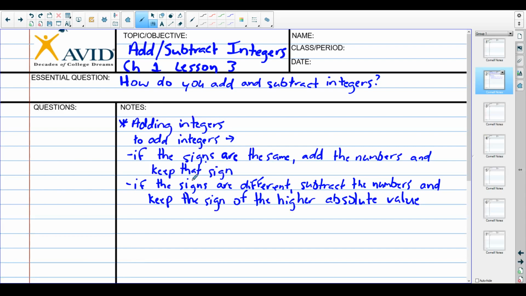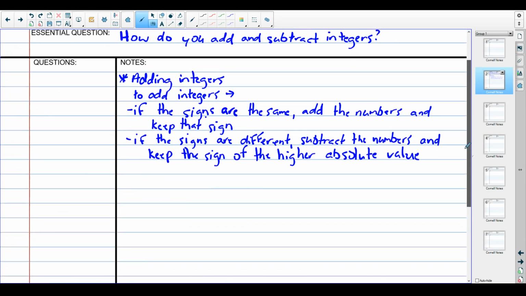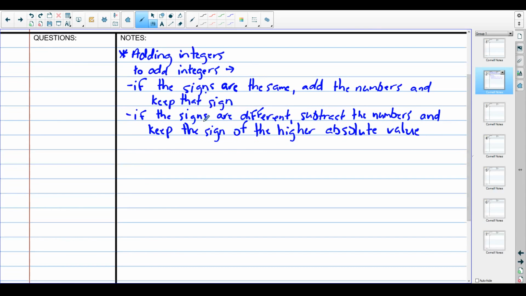Absolute value is just the distance from 0, or the bigger number if you don't think of the sign. Like -8 has a higher absolute value than 5 because 8 is more than 5. Okay, and that's basically it. If you're adding integers, signs are the same, add and keep. If they're different, subtract, keep the sign of the higher number. So we'll do a couple of examples, and then we're halfway done.